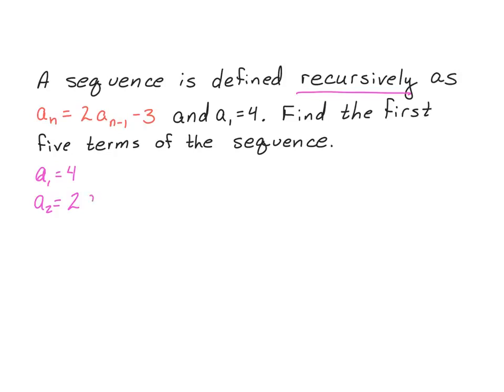All right, so this is going to be 2 times a subscript 2 minus 1 minus 3, which means we're finding 2 times a sub 1. And now remember that a sub 1 had a value of 4. So 2 times 4 is 8, minus 3 is going to give us 5.